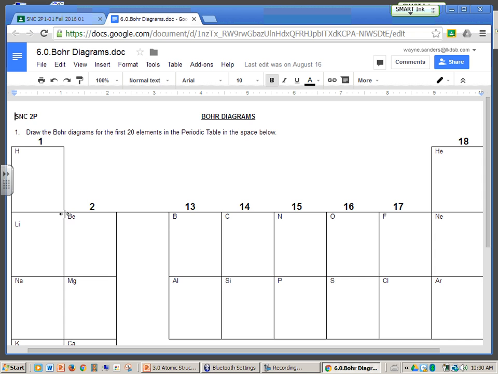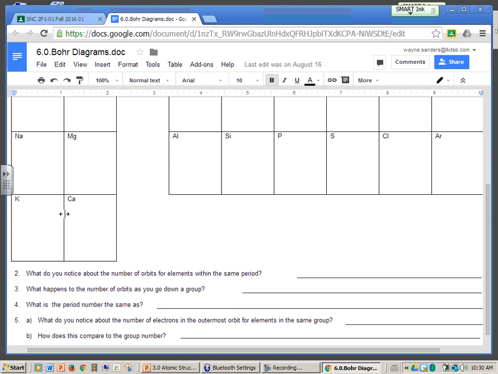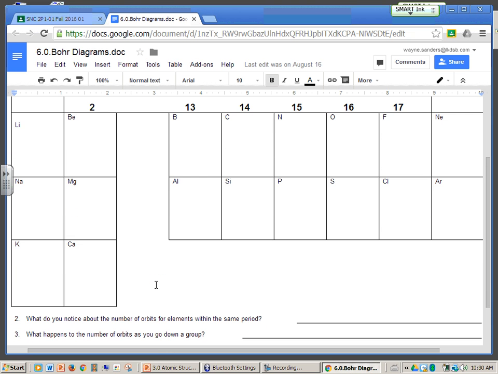That's a handy thing. So down here, under what do you notice about the number of orbits within the same period, you can say it's the same. What do you notice about the number of orbits in the same period? It's the same. Okay? Let's see if we can answer the others. What happens to the number of orbits as you move down a group? So, starting with hydrogen, and then you move down to lithium, and then down to potassium. What happens to the number of orbits?